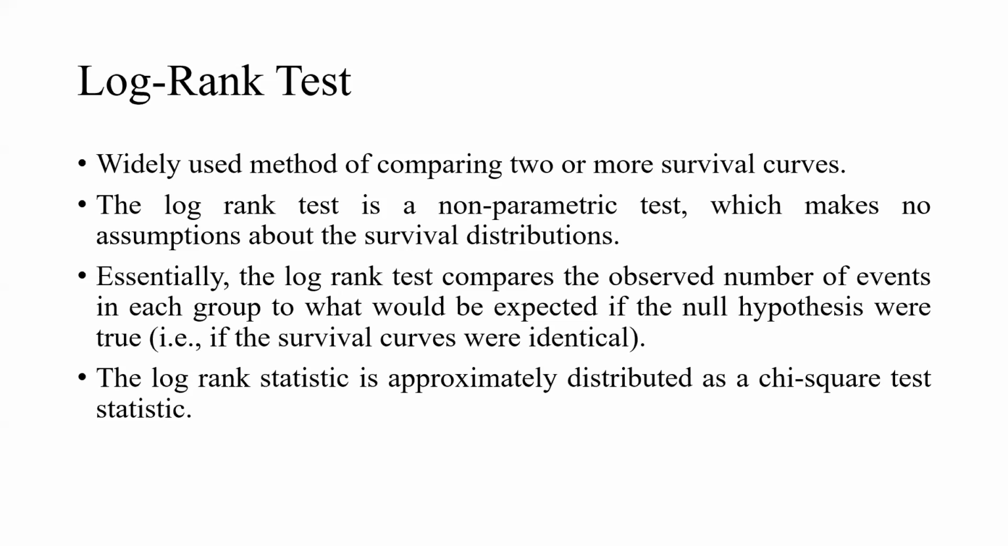Essentially, the log rank test compares the observed number of events in each group to what would be expected if the null hypothesis were true, that is, if the survival curves were identical. This is what the log rank test actually compares. You might have seen observed and expected in previous lectures, tested by a chi-square distribution. The chi-square distribution is interesting because it plays in both the parametric and non-parametric space, so sometimes it is called semi-parametric. Even though the log rank test is completely non-parametric, we use the chi-square test to test the significance of a difference in survival functions. The log rank test is approximately distributed as a chi-square test statistic.